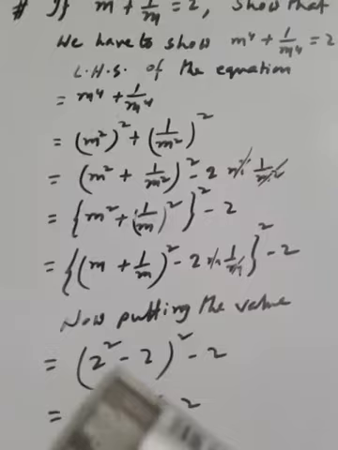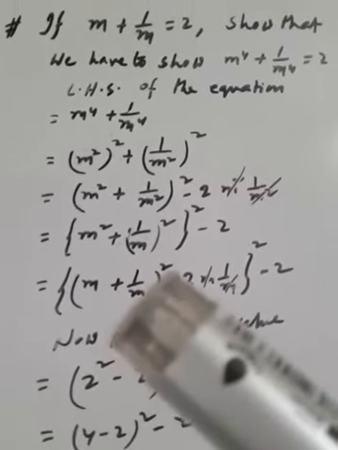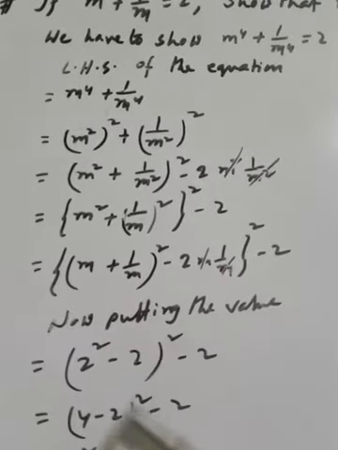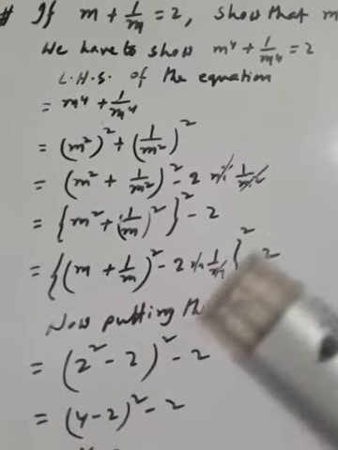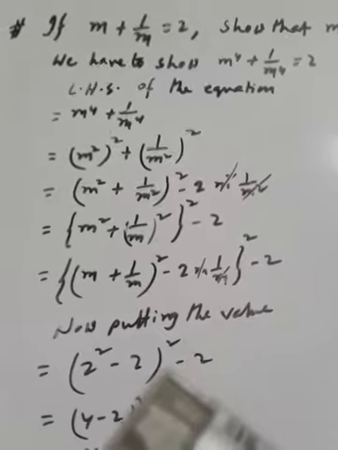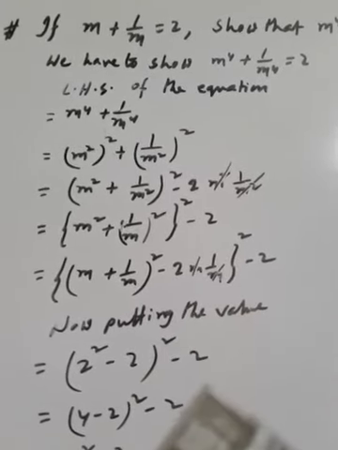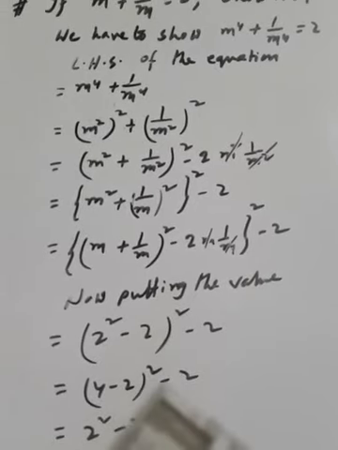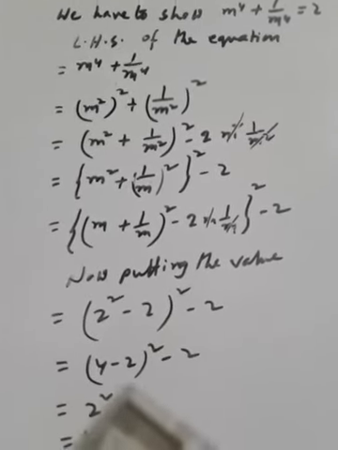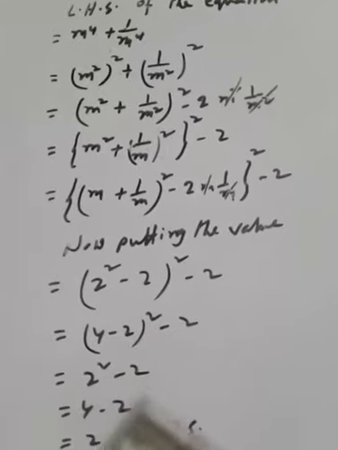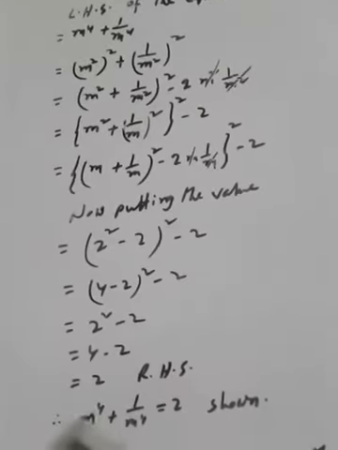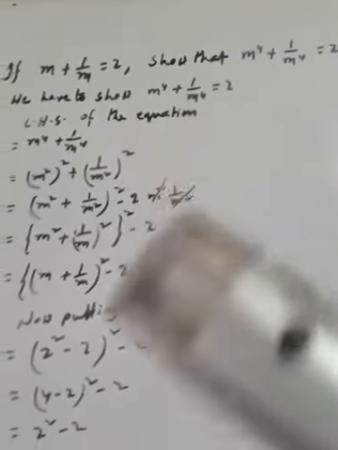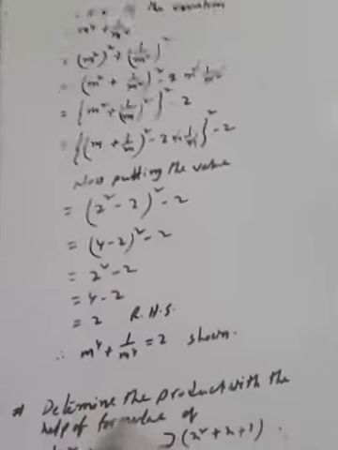m plus 1 by m equals 2. This is a square, so 2 square, then minus 2. Minus 2 is given. Then after the second bracket, there is the whole square. Then this whole square, and minus 2. 2 square equals 4, then minus 2, then whole square minus 2. 4 minus 2 equals 2, right hand side. Left hand side equals right hand side, shown.